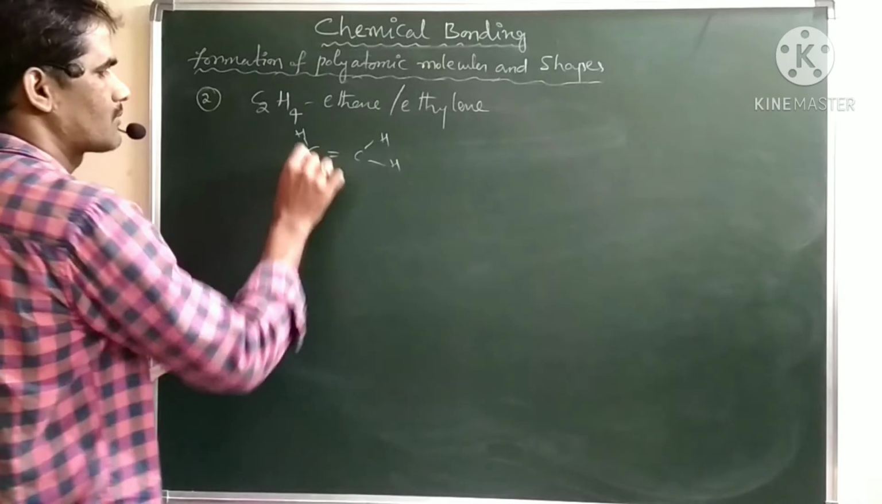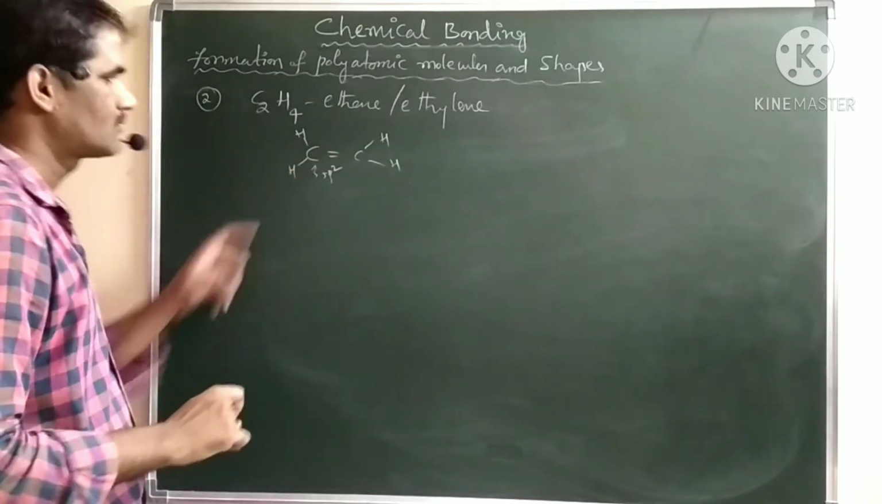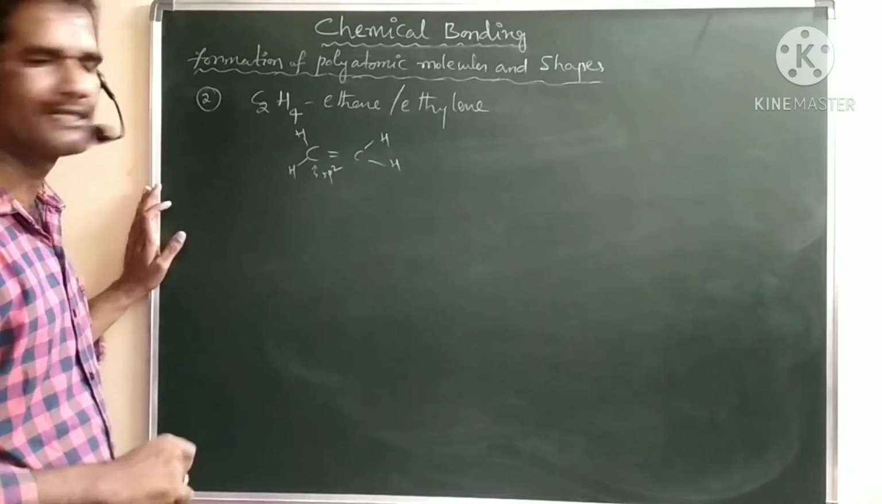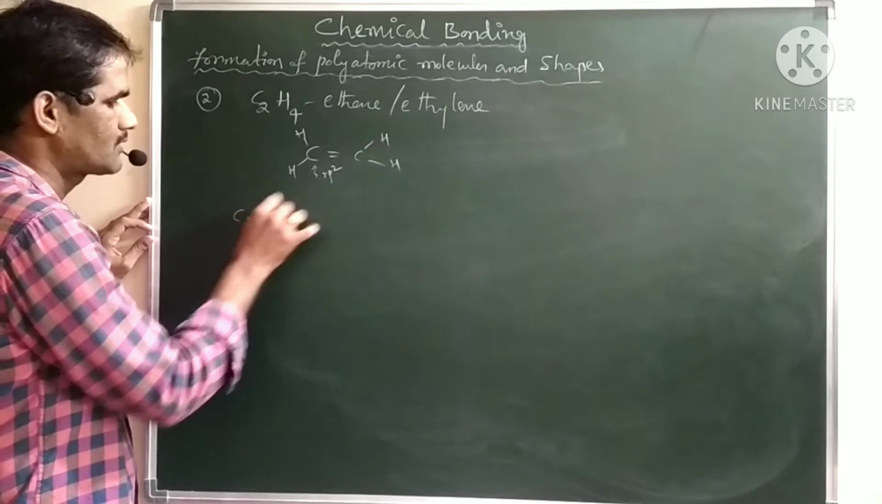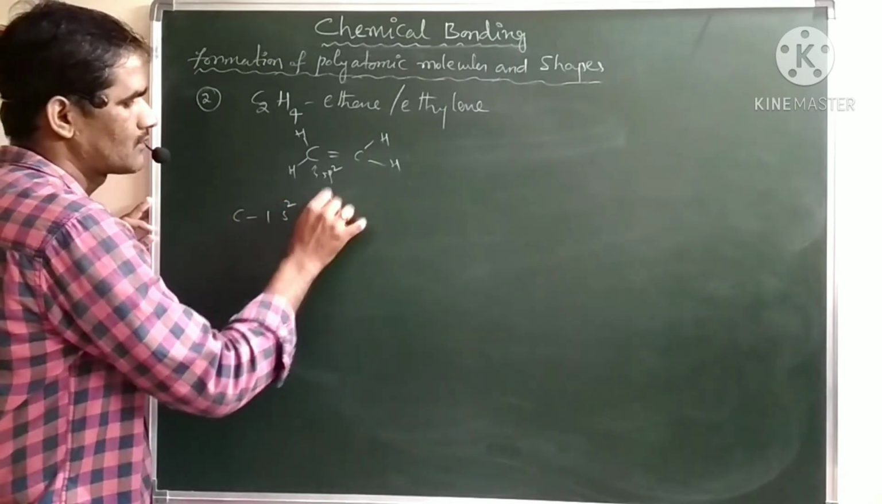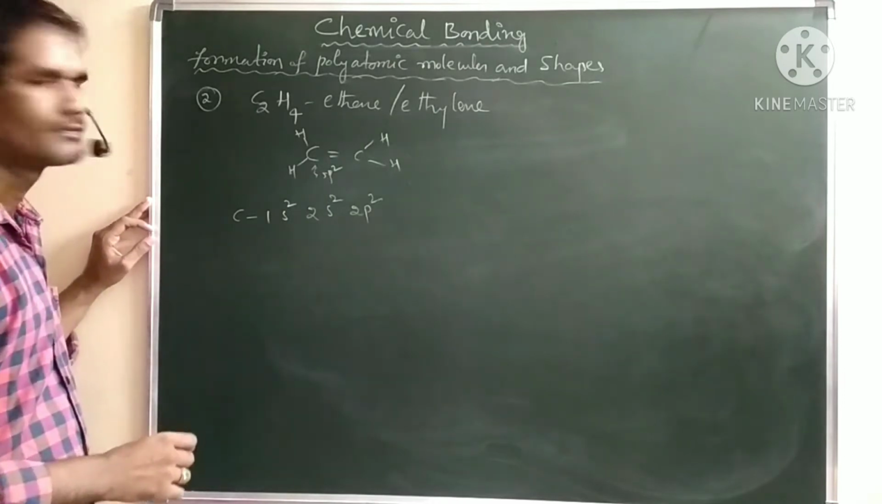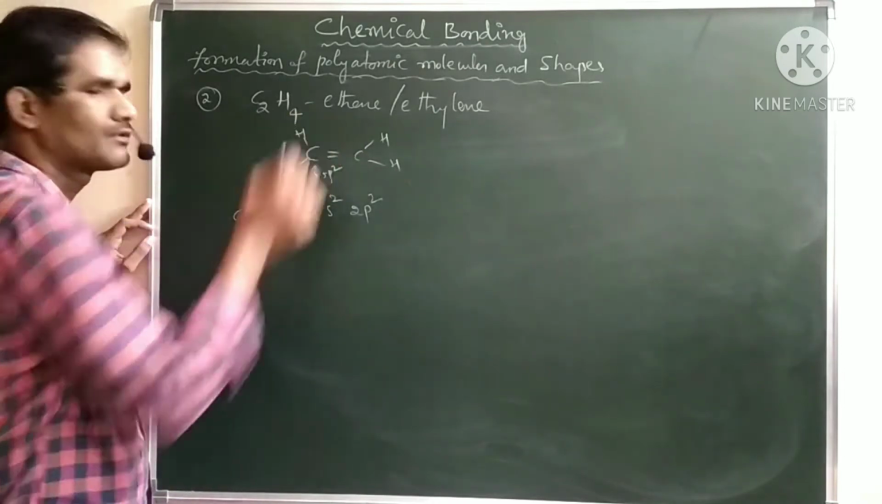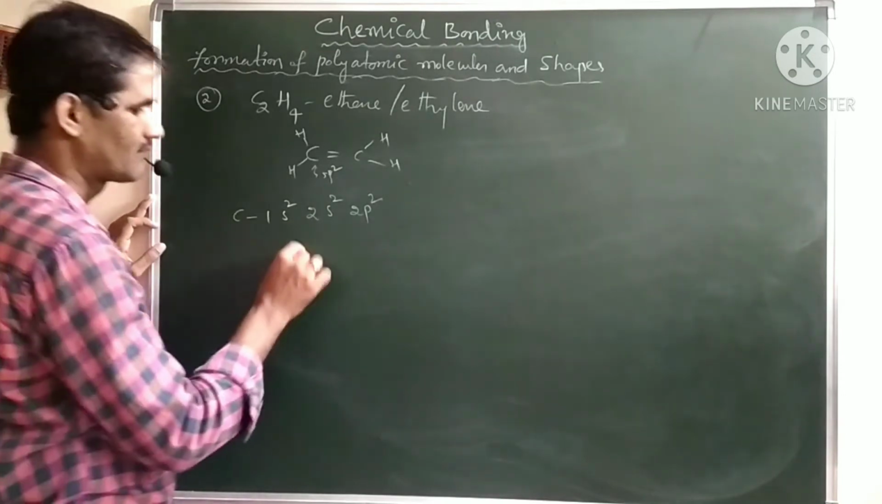Now the central carbon will undergo sp2 hybridization. Now we have one pi bond also in the ethene molecule. The formation, if you see here, again carbon has the configuration 1s2, 2s2, 2p2. Again around the carbon we have 4 bonds.